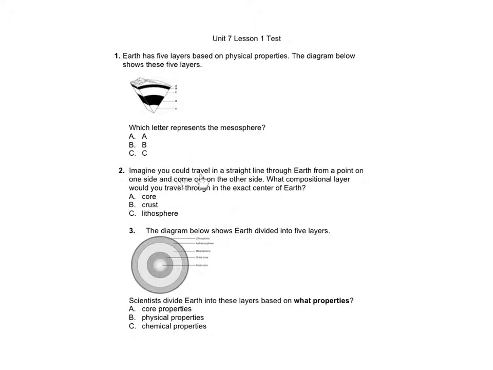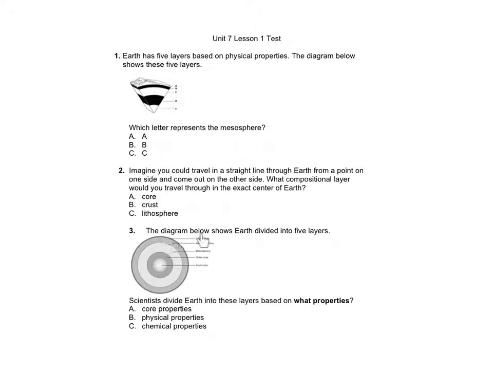Number 2. Imagine you could travel in a straight line through the Earth from a point on one side and come out on the other side. What compositional layer would you travel through in the exact center of the Earth? A, core, B, crust, C, lithosphere.